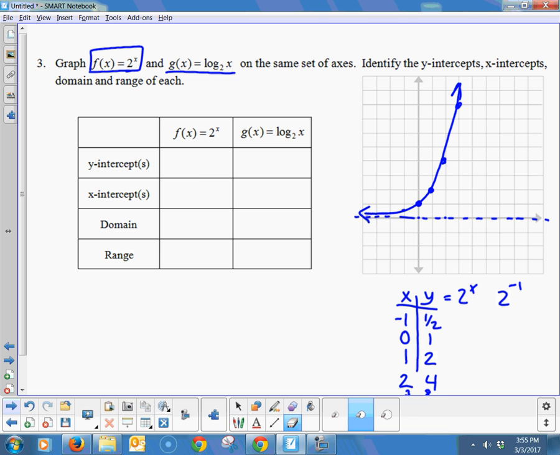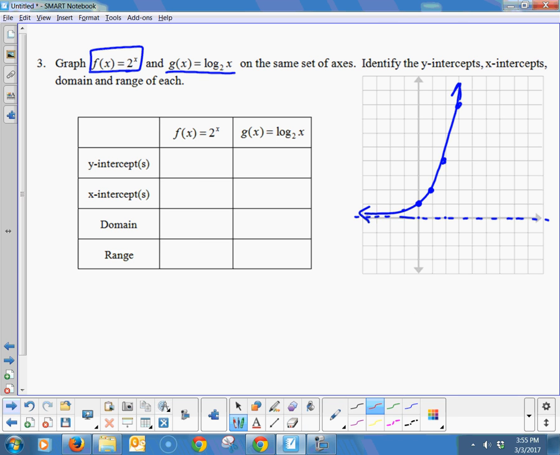If you're asking me, yo, Signorati, how in the heck do you expect me to graph this g function? Well, what I'm expecting you to do is think about the relationship between 2 to the x and log base 2 of x. And if it has occurred to you that these are inverses, that is a good thing.